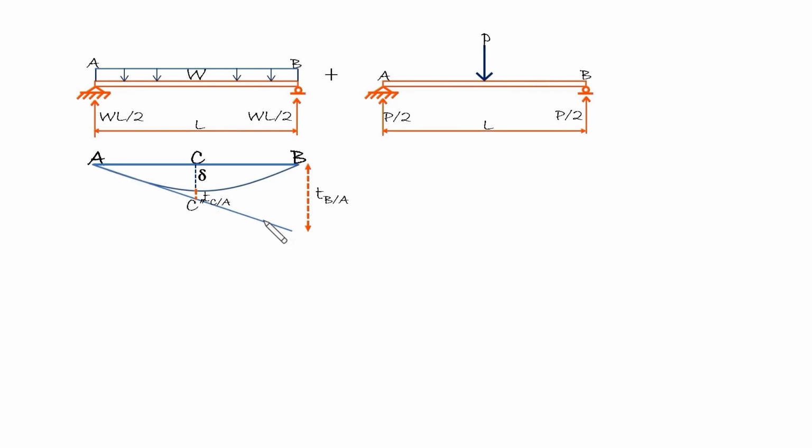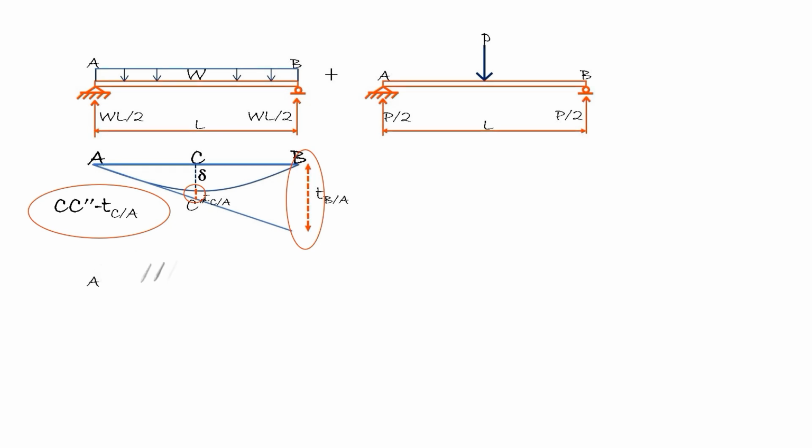This line is the line drawn tangent to this curve, projecting as shown. This vertical line here, starting from the curve down to this tangent line, is called the tangent deviation of C with respect to A. And this one is the tangent deviation of B with respect to A. So our deflection due to this uniform load is here, which is equal to CC double prime minus tC/A. So we have to know these two values to get this deflection.